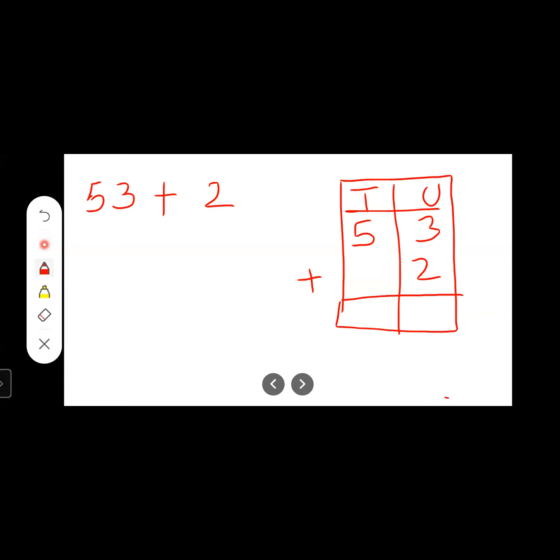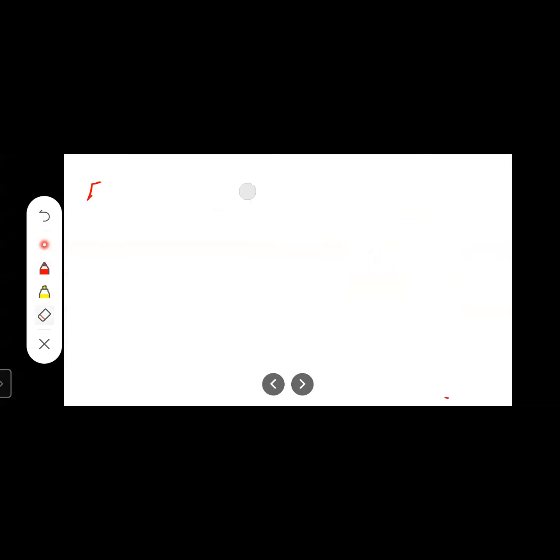Now we will start solving it. 3 plus 2. Write the answer in the chat box. 3 plus 2. Take out 2 fingers. Count after 3, 4, 5. Okay, 5 we will write here, and is any number there to add with 5? No. So we will write 5 directly down. Answer is 55. Understood? Okay. Now next.